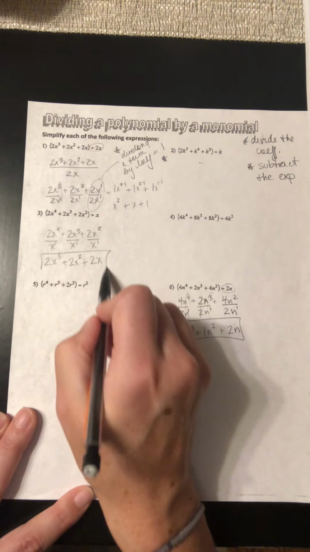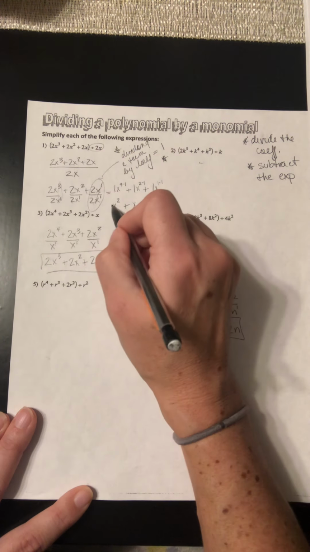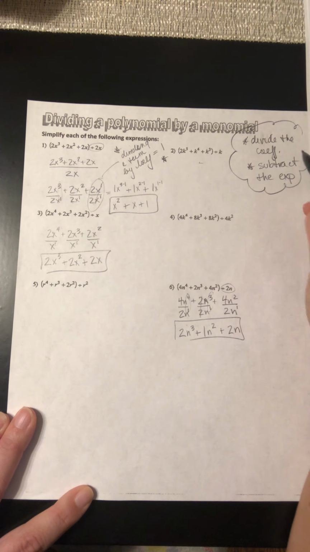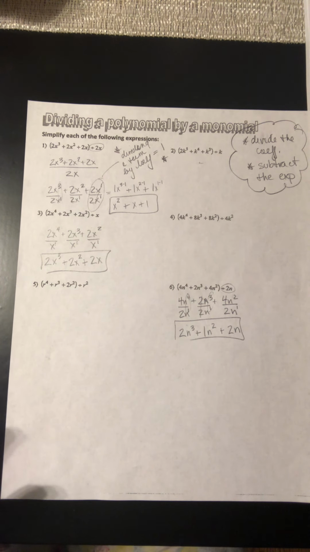So that is division. The biggest thing to remember is you are dividing the coefficients and subtracting the exponents. So you guys try the homework. I will post an answer key to that. We'll go over that on Monday.